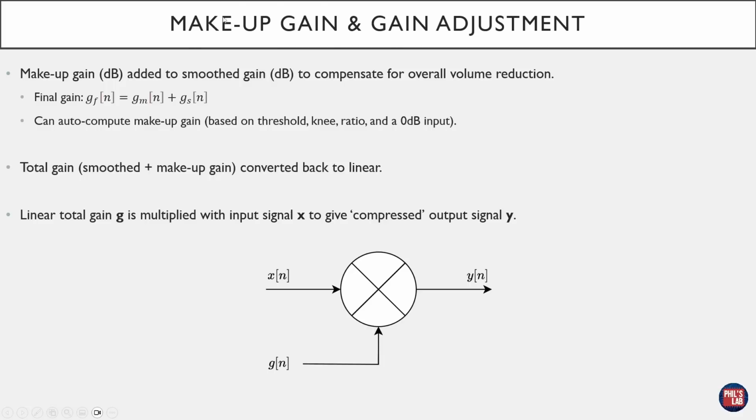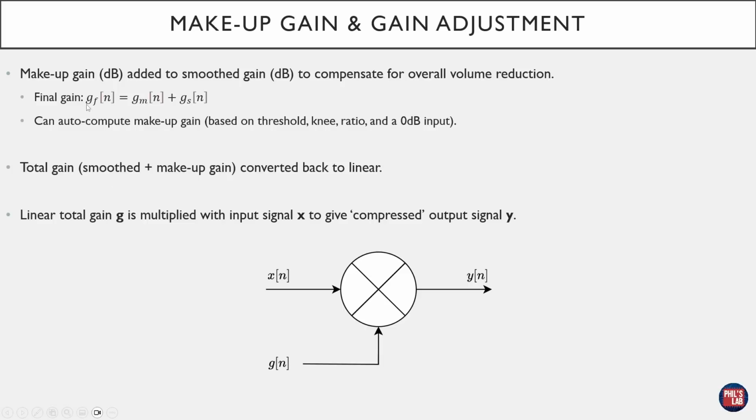Oftentimes compressors will have a makeup gain, which is added after the smooth gain to compensate for the overall volume reduction. If we have a very low threshold, or a lot of ratio, so a high compression amount, our input signal's amplitude will be reduced considerably because of the gain. So oftentimes we add a static makeup gain to the output gain. We can also auto-compute the makeup gain, and this is based on the threshold, knee, and ratio settings, and typically for a 0 dB full-scale input. In our implementation, we will just do a user-controllable makeup gain.